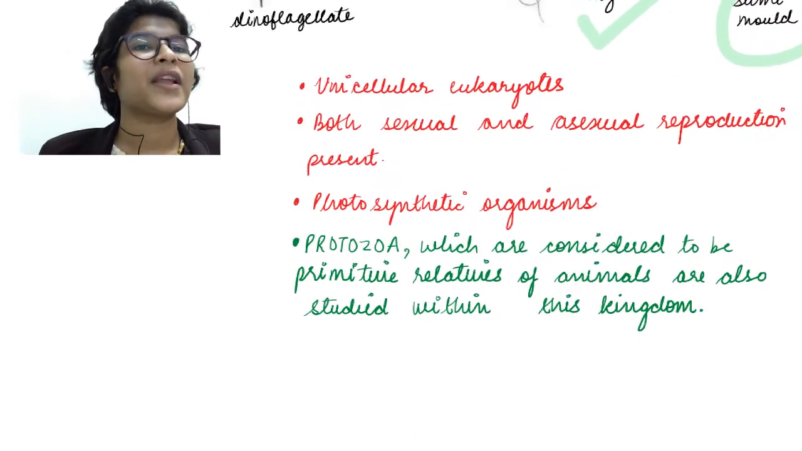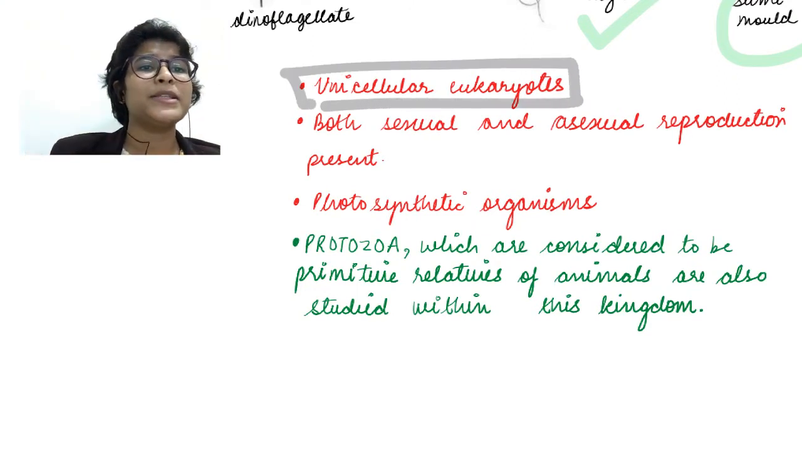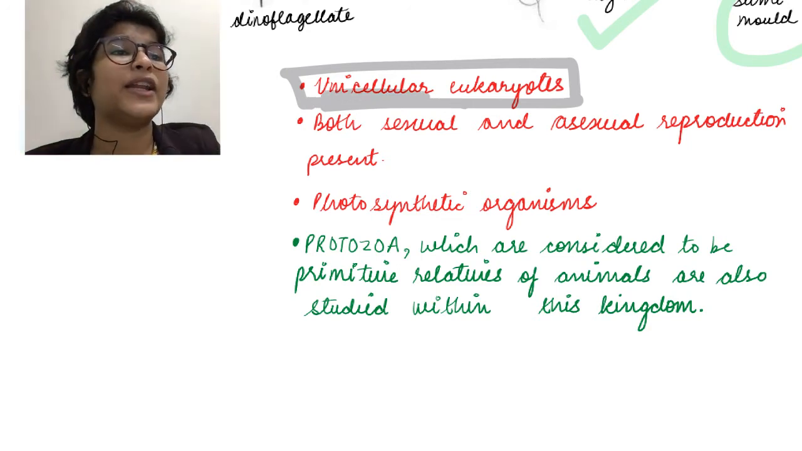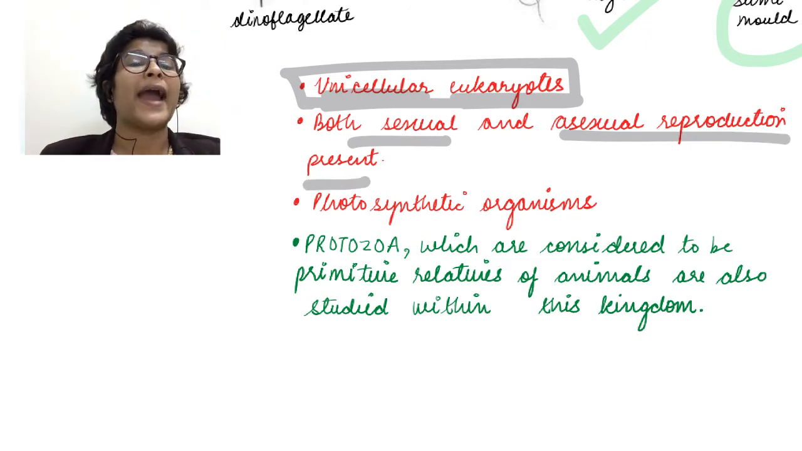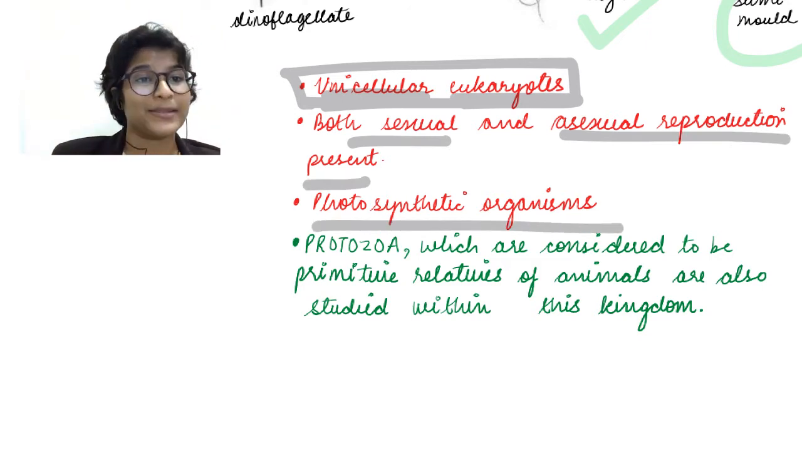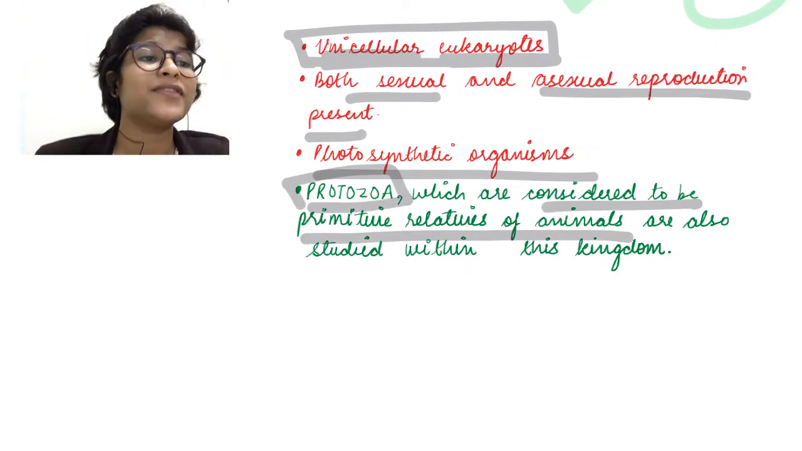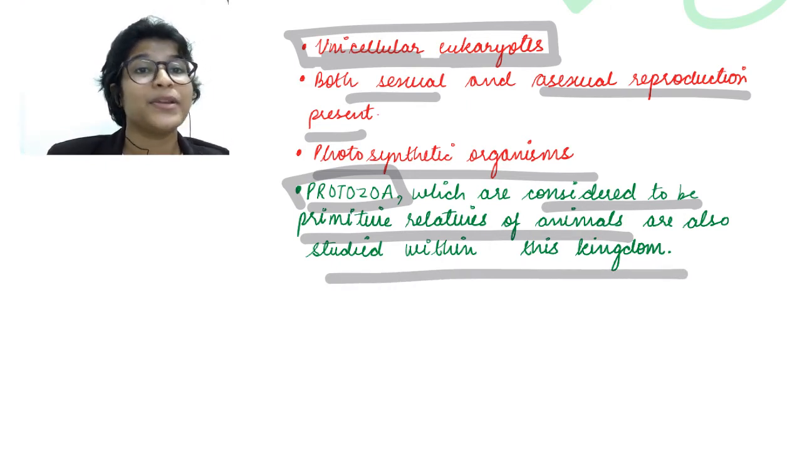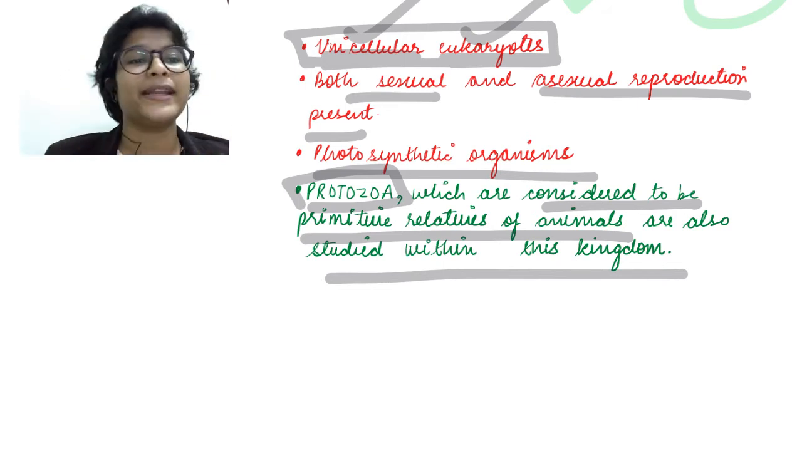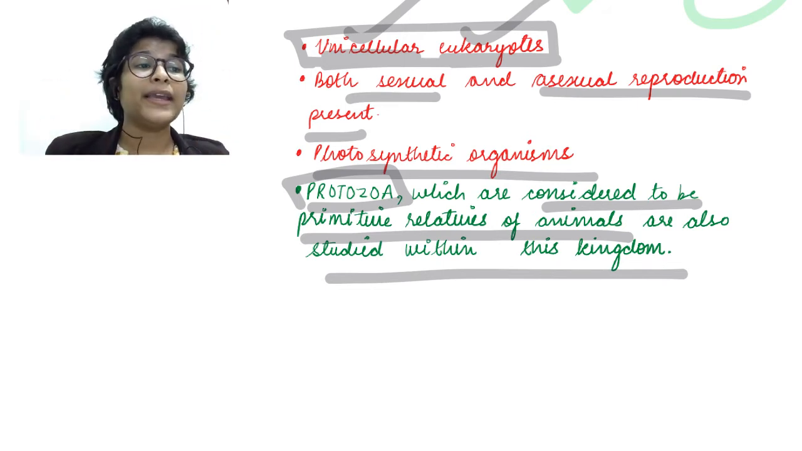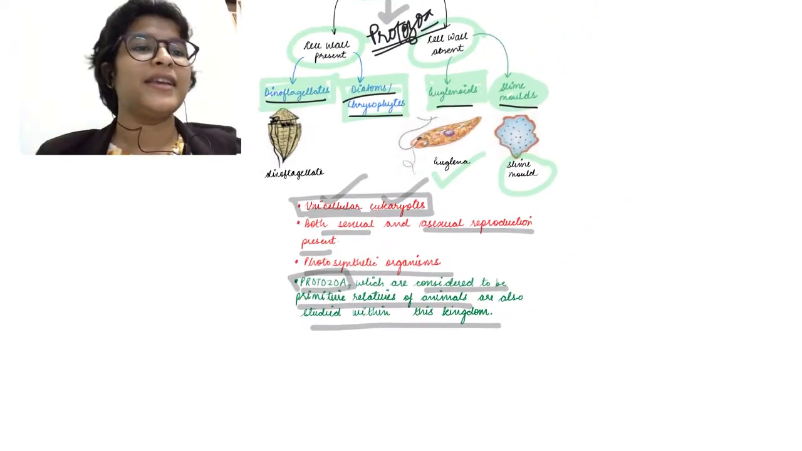Let's start. So we have unicellular eukaryotes. All the animals belonging to Protista are unicellular and they are eukaryotes. Okay, they have both sexual and asexual reproduction, and some of them might be photosynthetic organisms also. So protozoa, which are considered to be the primitive relatives of animals, are also studied in this kingdom. Why? Because they are unicellular and because they are eukaryotes. These are the only two criteria to put animals in Protista. So बाकी kingdoms में जो belong नहीं करते वैसे unicellular eukaryotes को हम Protista में डालते हैं, ठीक है.